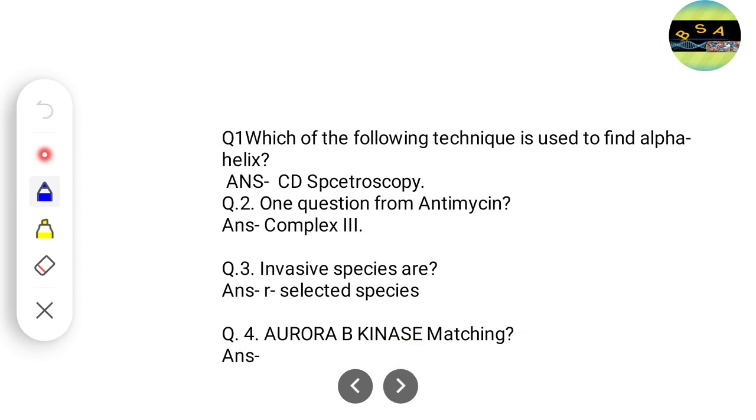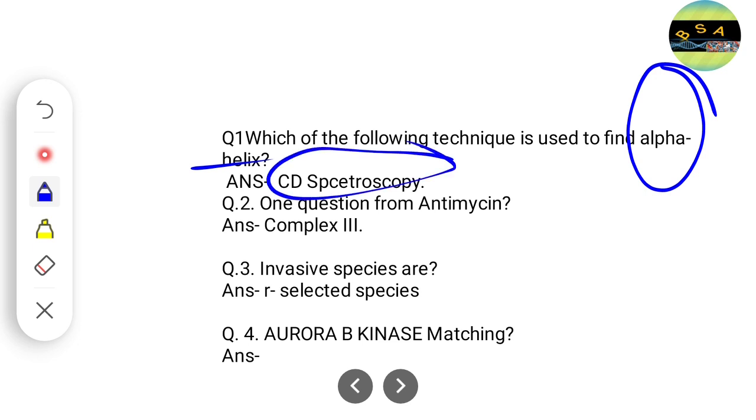Now some more questions that I'm going to discuss. Which of the following techniques is used to find alpha helix? There are some options: NMR, spectroscopy. The correct answer will be CD spectroscopy. As you know, circular dichroism spectroscopy, or CD spectroscopy, is very helpful in finding the secondary structures of protein, either alpha helix or beta sheet.